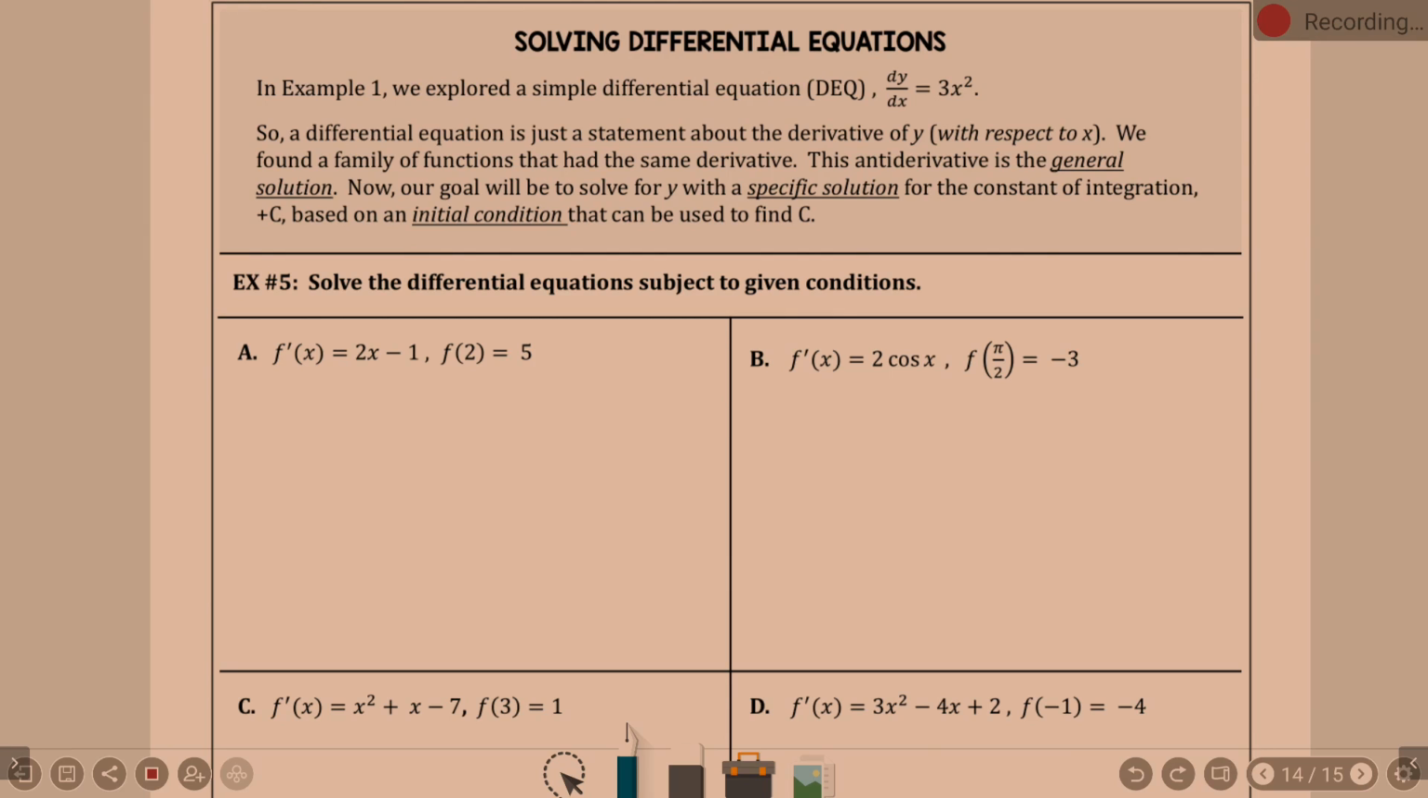Now, our goal is to solve for y with a specific solution for the constant of integration, plus c, based on an initial condition that can be used to find c. So basically, yes, we are taking the antiderivative, or the integral. But then once we get that, remember, it's going to have a plus c. So we're going to be plugging those values in to find c.